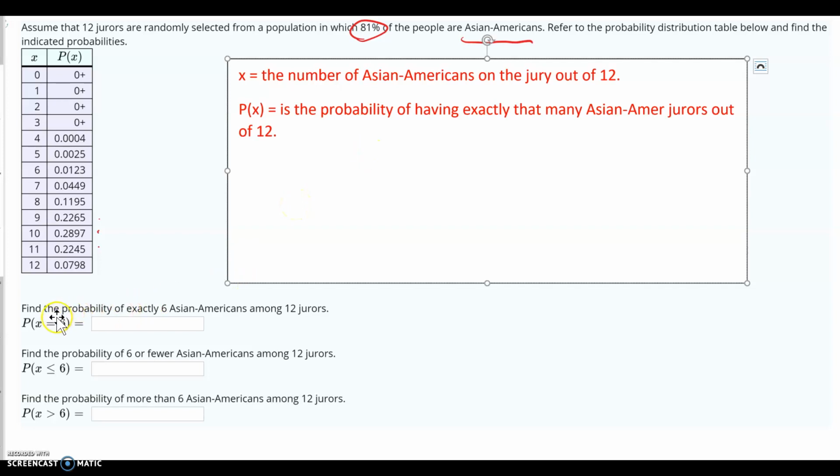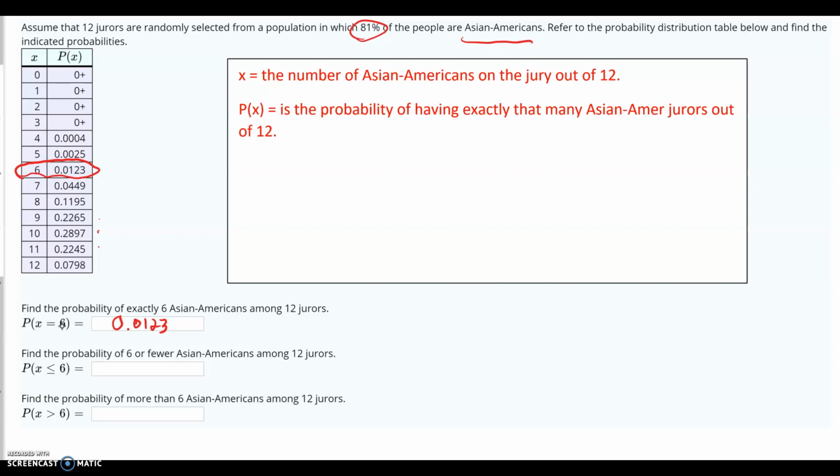So the first question asks, what's the probability of having exactly 6? So I look at the table, and I find the row that corresponds to 6, and I read the number next to it, and the probability is 0.0123. So use all the decimals and put in that answer blank. If you were to convert this to a percent, it's about 1%.